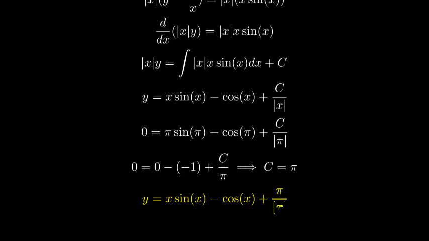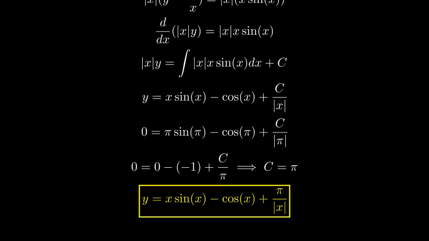Therefore, the particular solution that satisfies our initial condition is y equals x sine x minus cosine x plus pi over absolute x.